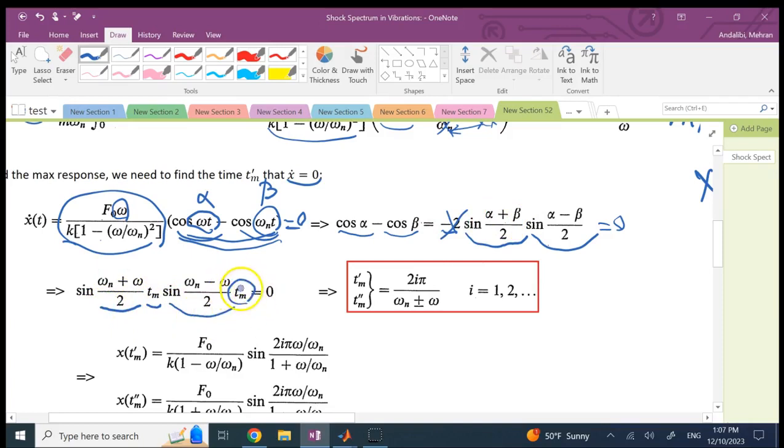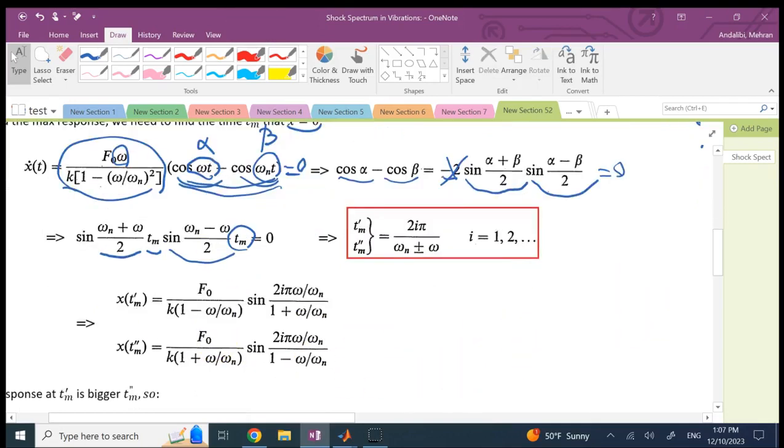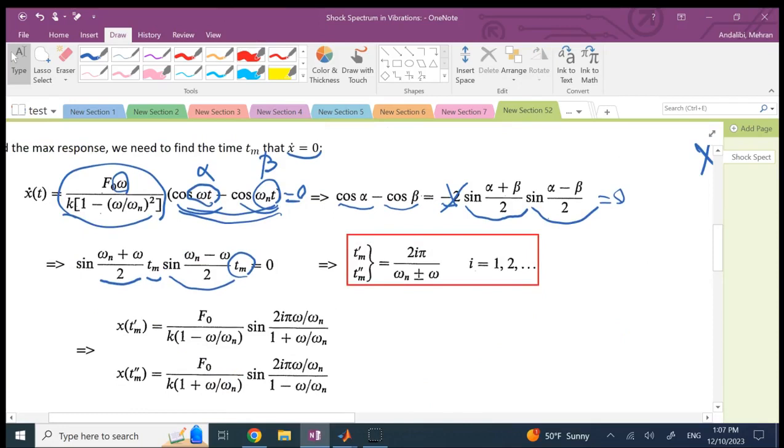And here Tm is the time at which this solution becomes maximum. So here I said T prime M, and T prime M is the final answer. But if you want to be following the notes, let's just call it Tm. Okay, so now you have two sine terms multiplied together equals 0 instead of two terms subtracted or added.